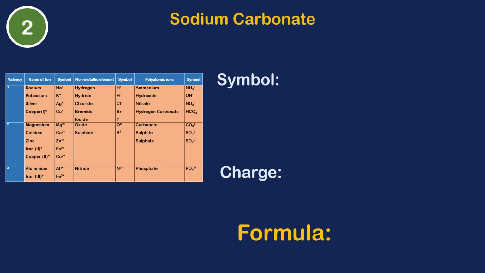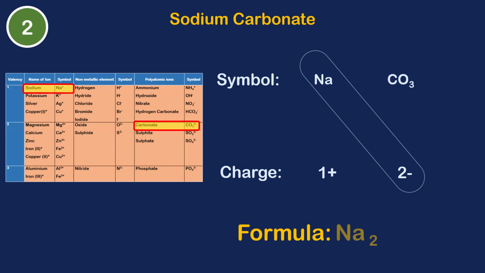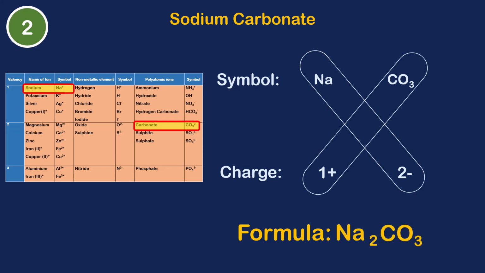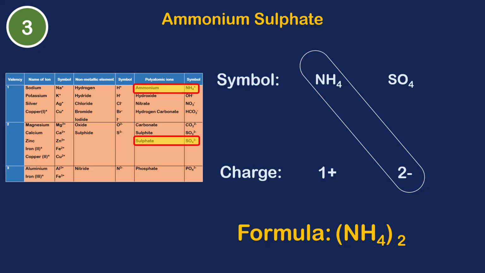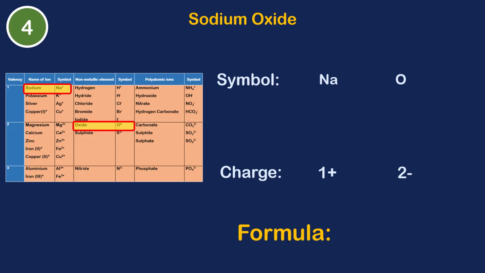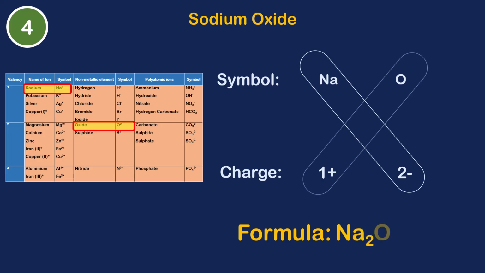Next, sodium carbonate. Sodium is Na with a single plus charge and carbonate is CO3 with 2 minus charge. To balance, we need 2 sodium ions and 1 CO3 ion. The formula is Na2CO3. Next example, ammonium sulfate. Cross the numbers again to get (NH4)2SO4. Next, sodium oxide. Cross the numbers and get Na2O.